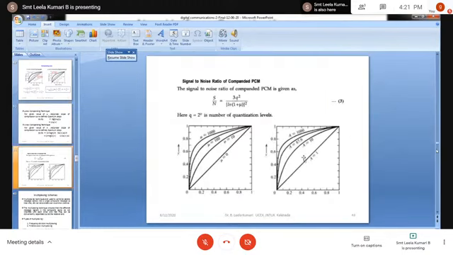And this shows the compression characteristics, and this equation indicates the signal to noise ratio of the compounded PCM system.